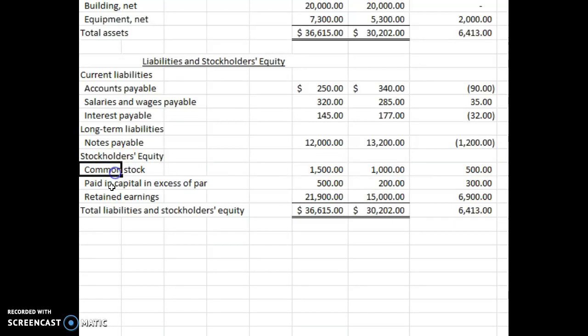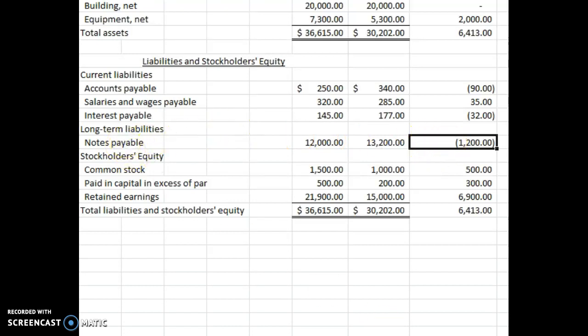So we know that the common stock and this paid-in capital in excess of par was stock that was issued for cash. So this overall change of $800 were additional shares of stock that we sold and received cash for. Okay, so those two things we've already discussed. So let's go put those on our cash flow statement.